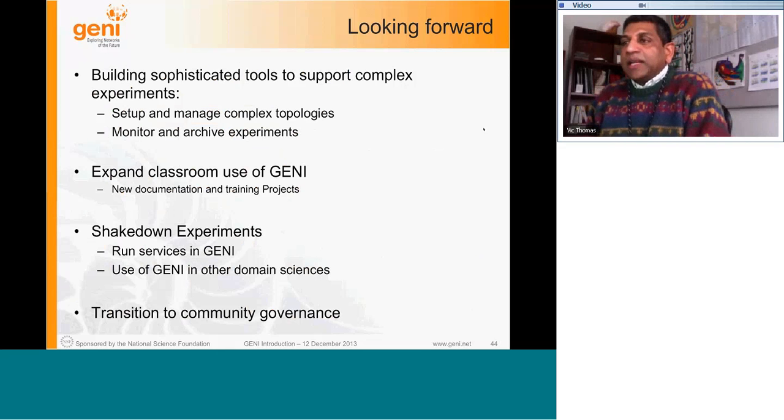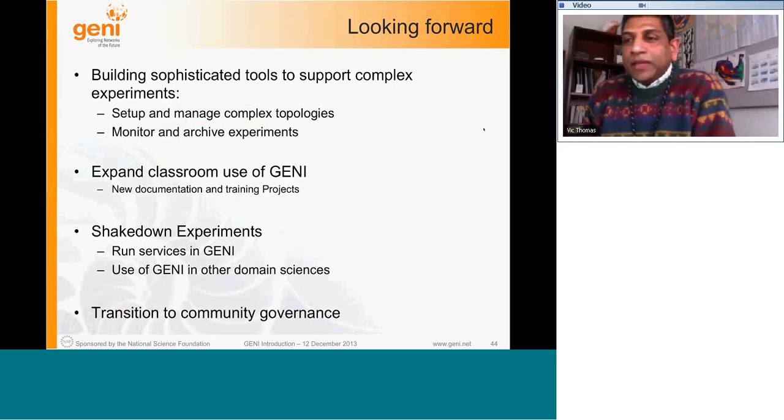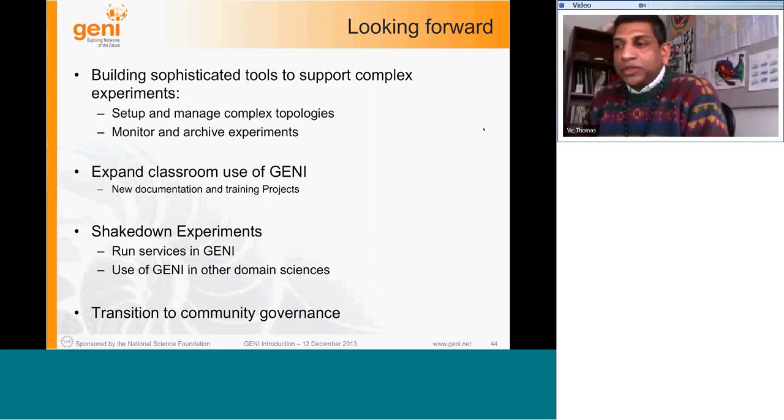We also would like to expand the classroom use of GENI. There are new projects, again, three projects that are developing coursework. We would like people to run experiments that help us understand the limits of GENI, what kinds of experiments work well, what causes things in GENI to break. And there are about nine projects that are doing exactly that, running large-scale experiments, non-IP experiments, experiments that require large data throughput, experiments with opt-in users. All of these are essentially meant to understand how well GENI supports these kinds of experiments.